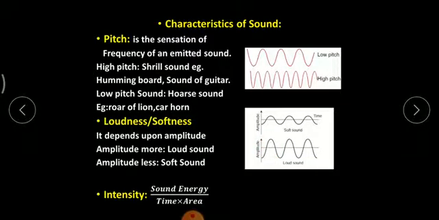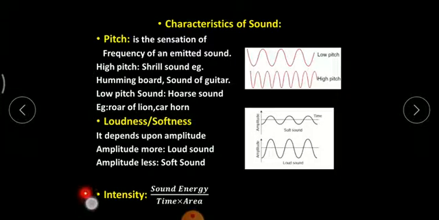Previously we have studied, if the amplitude is more, it is a loud sound. As you can see here, the distance from the mean position till the bottommost position of this wave is more. So this is a loud sound. Whereas this line is the mean position of the wave, and this compression portion has a very small distance between the mean position and the topmost position of this wave. So whenever amplitude is less, it is a soft sound, whereas when amplitude is more, it is a loud sound.